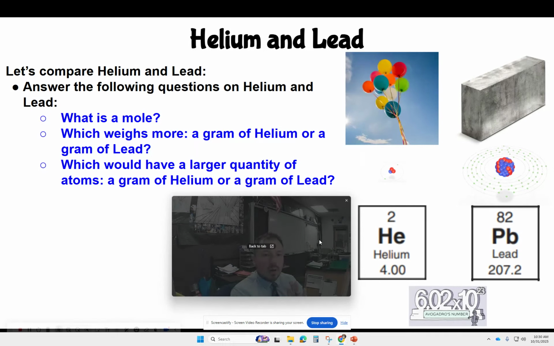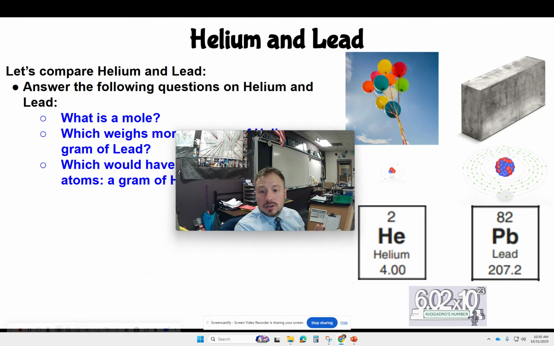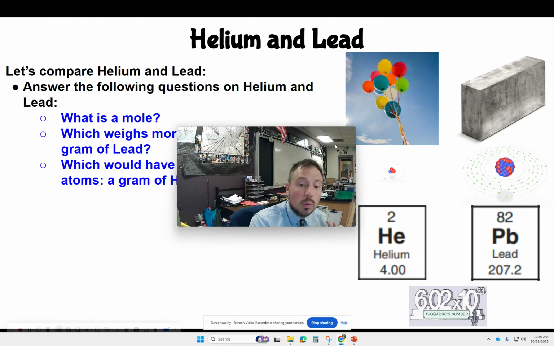Now, how about this one? Which would have a larger quantity of atoms? 1 gram of helium or 1 gram of lead? So if we look over here, you can see the helium atom is small, right? That's like my feather. The lead atom is large. That's like my brick. So think about it this way: would I have to put more of the helium, the tiny ones, on that digital balance to get to 1 gram? Or would I have to put more lead atoms to get to 1 gram? I would have to have a lot more of those helium atoms to get to 1 gram, just like I would have to have a lot more feathers to get to 1 ton.